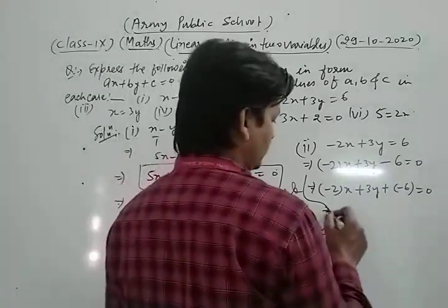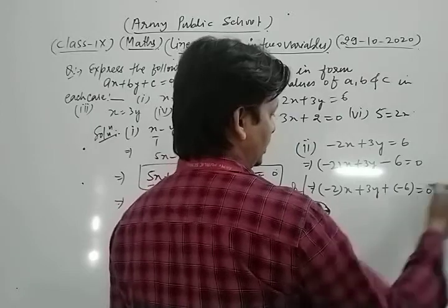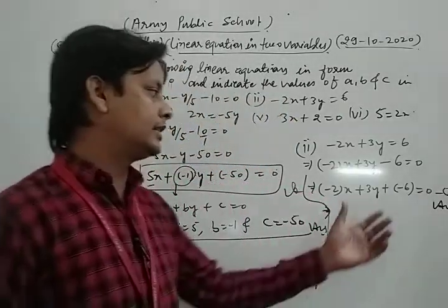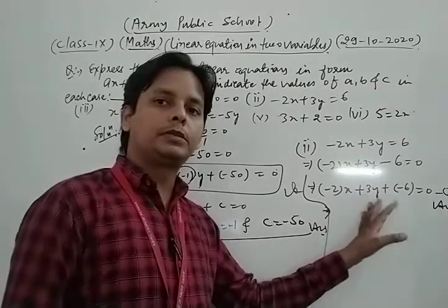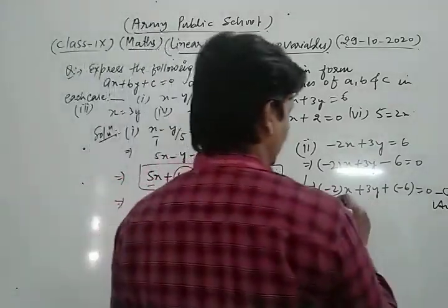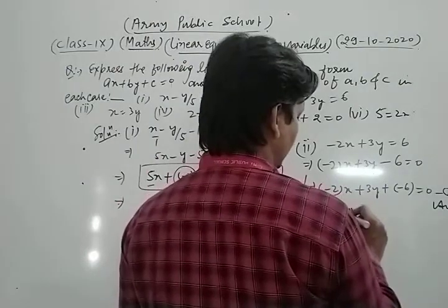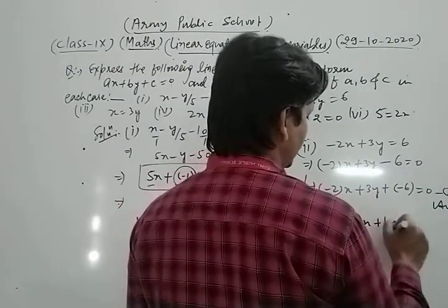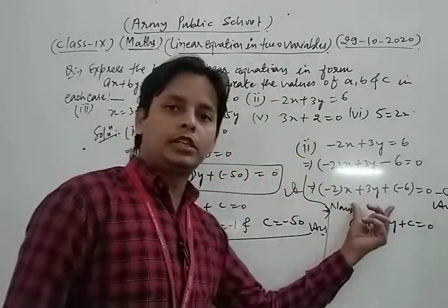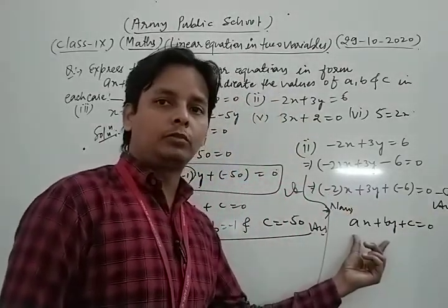Now look, this is one answer, because now this is the equation in the form of ax plus by plus c is equal to 0. Now what do I do? We compare the given equation with the equation ax plus by plus c is equal to 0.